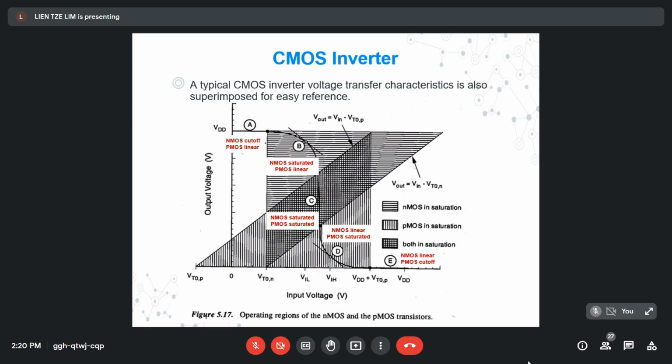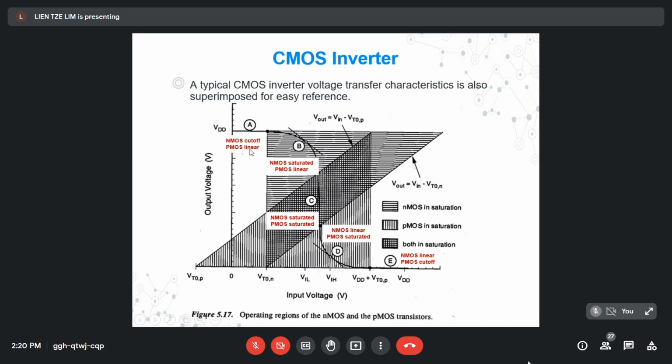You see here labeled as A, B, C, D, E, which means that they are operating in different regions. For A here, when the VDD is high, and this part is the input voltage, it means the input voltage is low.